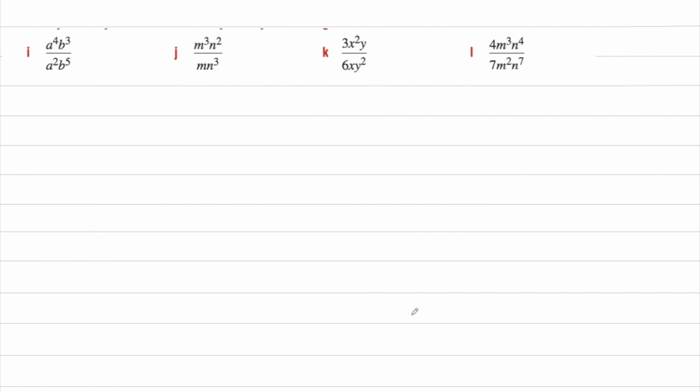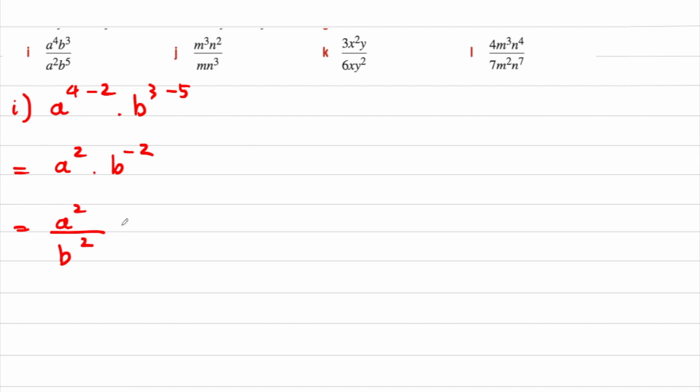Question I. About the a, you have 4 minus 2 and for b, 3 minus 5. After simplifying, you got a squared and you got b to the power of minus 2. And converting to only positive indices, you got b squared in this writing. For question J, m 3 minus 1 and n 2 minus 3. Division, power number, yes. For this, you got n to the power of 1 here.